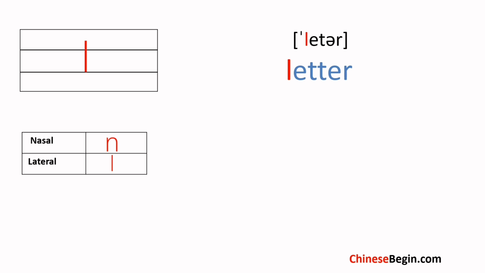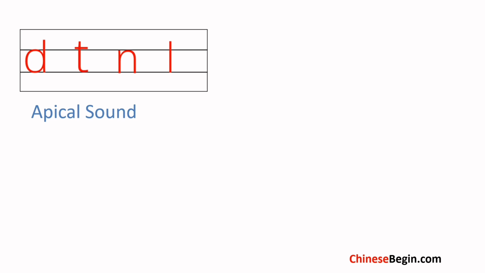L, l, l. The difference between the nasal n and the lateral l is that when we pronounce the nasal n, the air is let out through the nasal cavity with the vibrations of the vocal cords. But when we pronounce the lateral l, there is no vibration of our nasal cavity. D, t, n, l are apical sounds. When we pronounce them, the tongue tip makes a contact with the upper alveolar ridge.